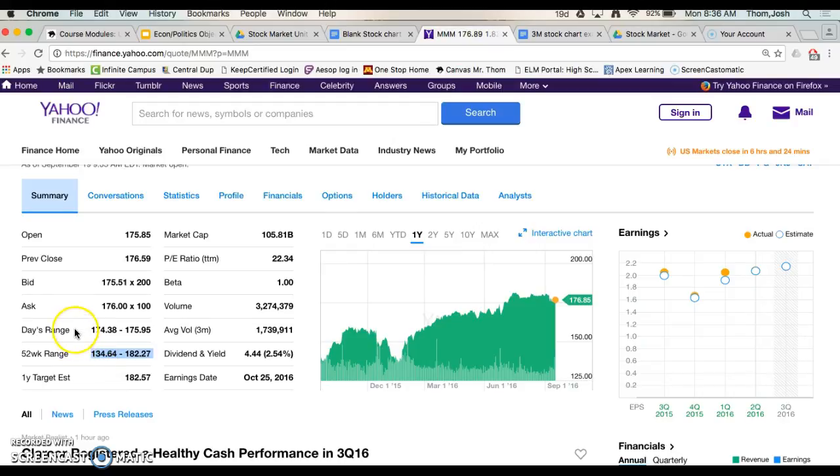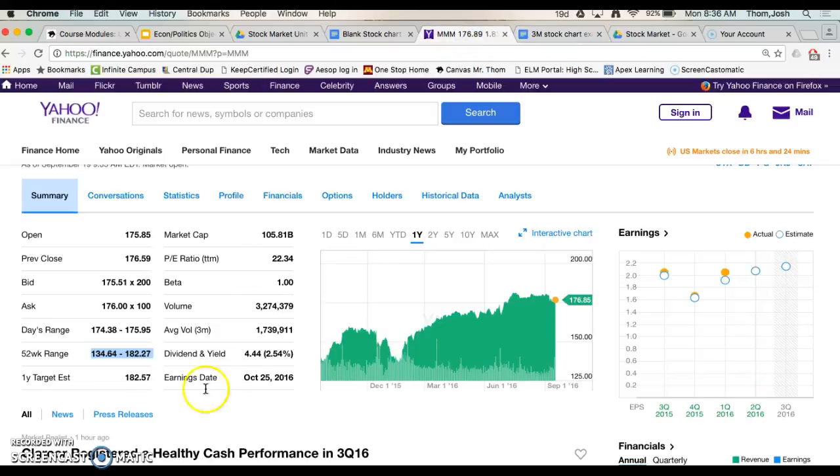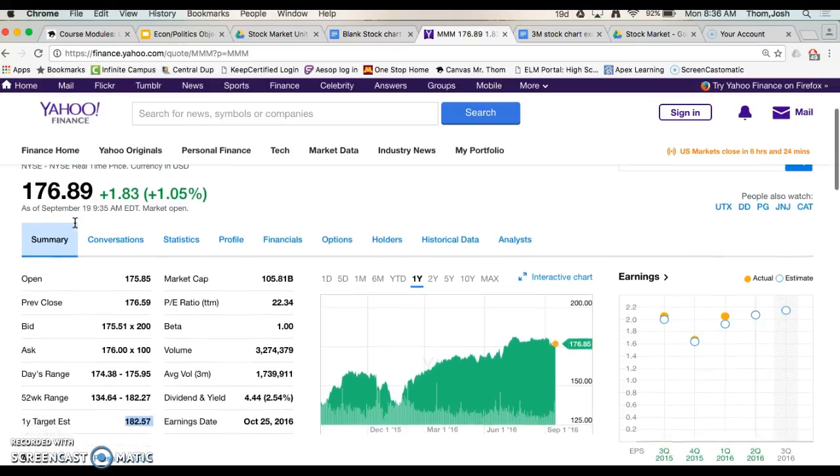Make sure you don't use the day's range. The day's range is going to be considerably different than the 52-week range, so make sure you're getting the correct numbers there. You can copy and paste those numbers into your chart at this point. The 1-year target estimate can also be found in the same location. It's right down here. Estimates project that in a year, this will be selling at $182.57. Currently, it's at $176.89.